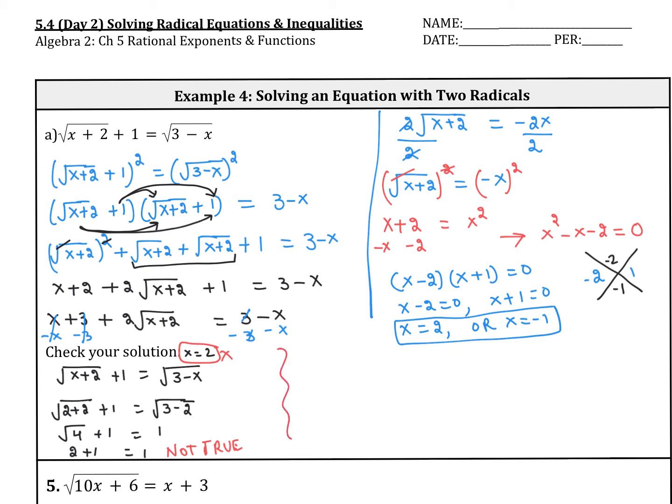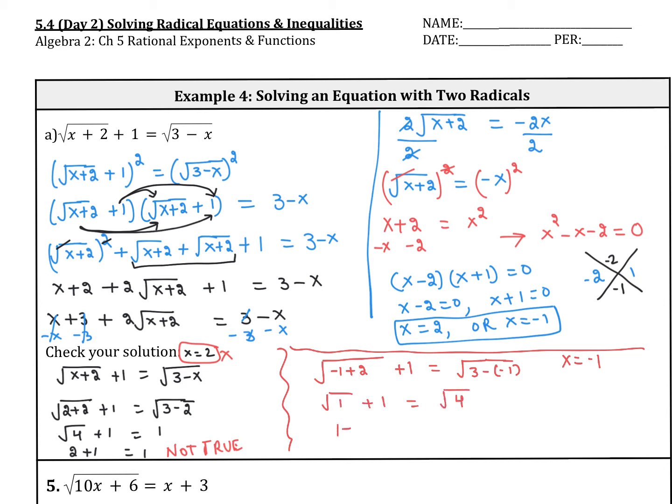And now the next one is to check if x equals negative 1 is the solution. So that's square root of negative 1 plus 2, plus 1. I'm going to plug it into the given equation, x equals negative 1. What we get here is square root of 1 plus 1, and on the other side is square root of 4. 1 plus 1 equals 2, so 2 equals 2, that is true.